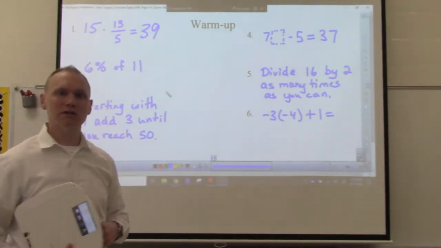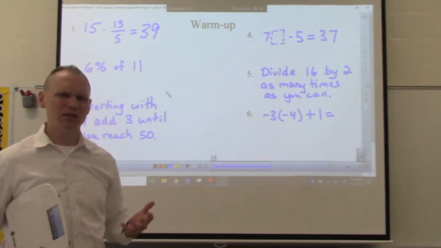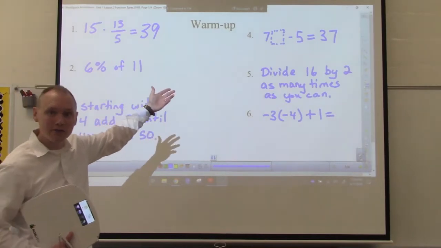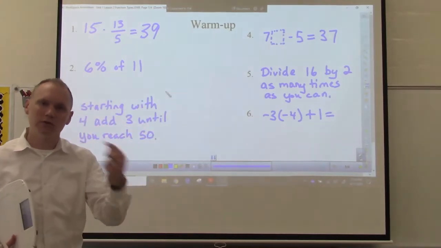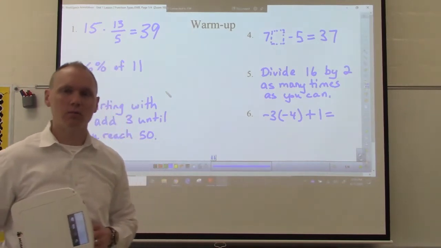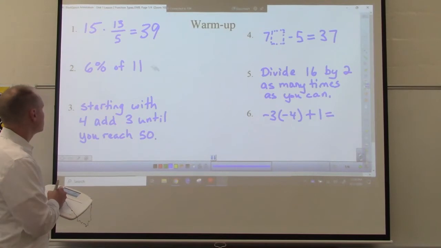Move the decimal, we get 6.6, which still doesn't make sense, right? Because 6.6 is over half of 11. So move the decimal one more place, and you get 0.66, which makes a lot more sense. So that's going to be 0.66.